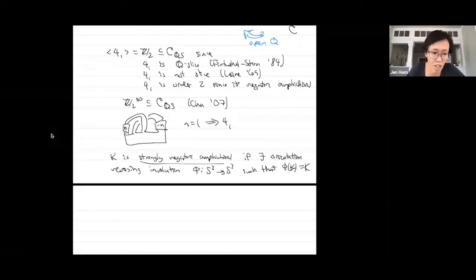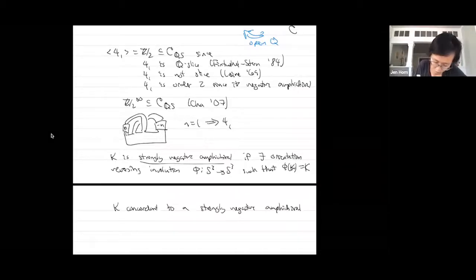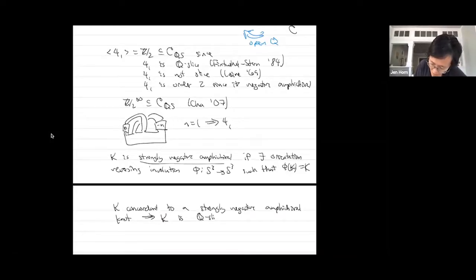And what does this have to do with being rationally sliced? Well, Kawauchi proved that if K is concordant to a strongly negative amphichiral knot, then K is rationally sliced. So let me sketch the proof of Kawauchi's result.